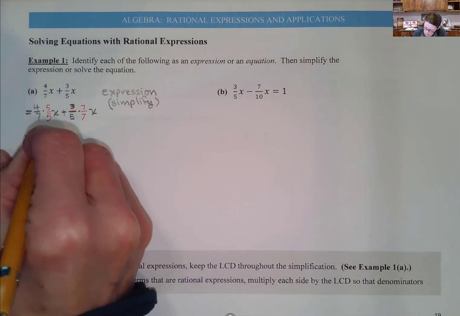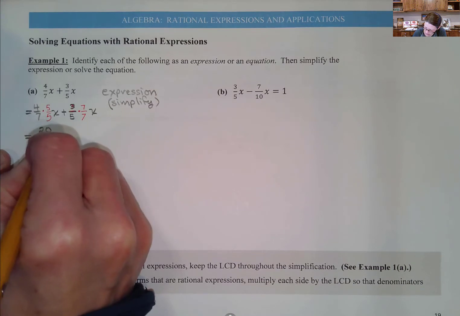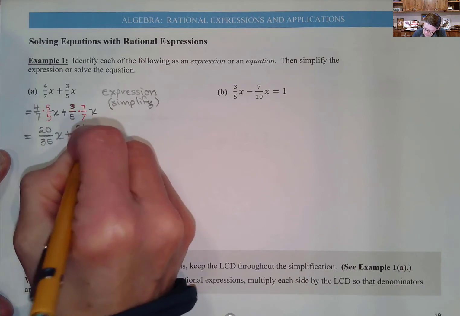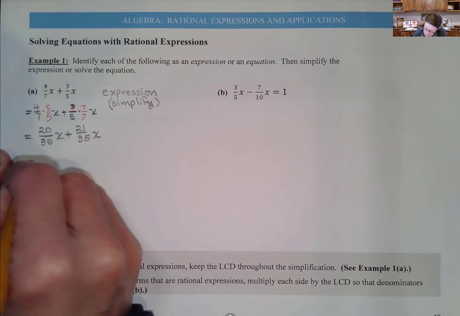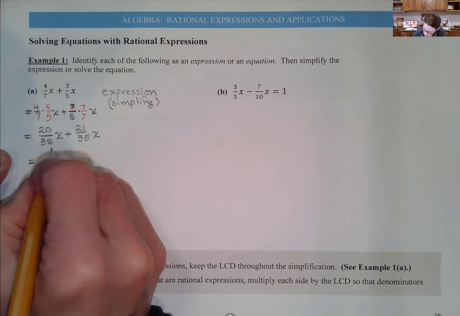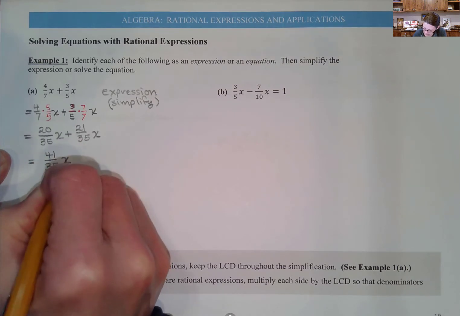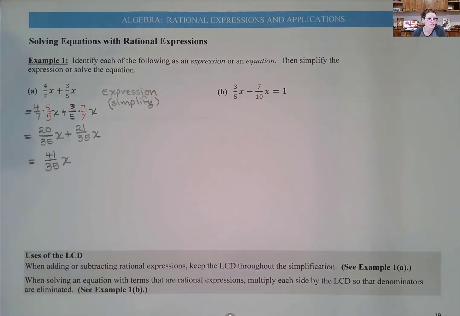This gives 20/35 x plus 21/35 x. 20 plus 21, that's 41/35 x. All we can do with an expression is perform the indicated operation and or simplify it. Okay, simplifying, we would reduce this if we could, but we can't, so we won't. All right, this is in its simplified form.